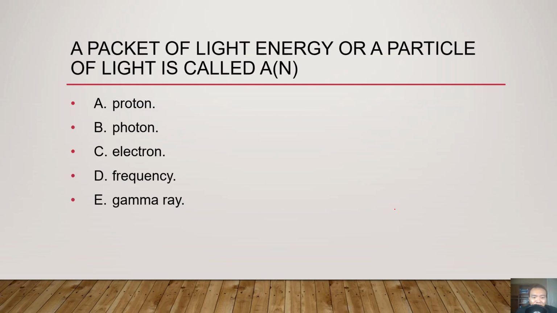A packet of light is called a what? A packet of light energy or particle of light is called a photon. So basically, what is a photon? A photon is a packet of energy or a packet of light energy or a particle of light.